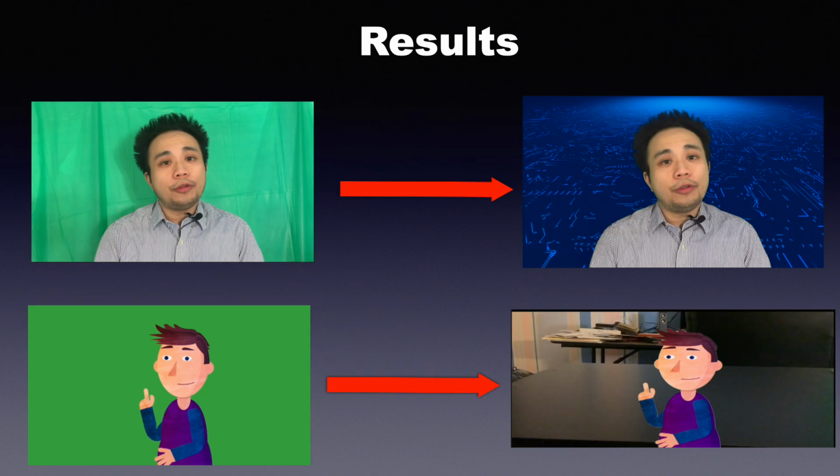For example, if I want to add a cool video background to my green screen video, I can do that as well. And maybe I have a green screen video with an animated character that I want to place in a real life object. And I can do exactly that by following the video placement order.